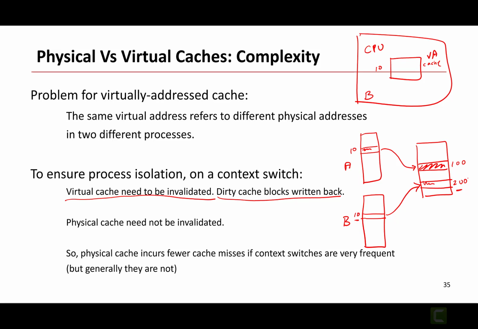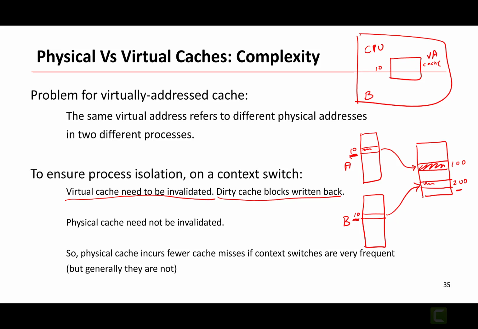However, if you're using a virtually addressed cache, you have to clear it because we cannot distinguish between the same address generated by two different processes. The same virtual address means two different things for two different processes. So on a context switch, you have to clear the cache for virtual caches. And that's a problem because it adds a bit of complexity.